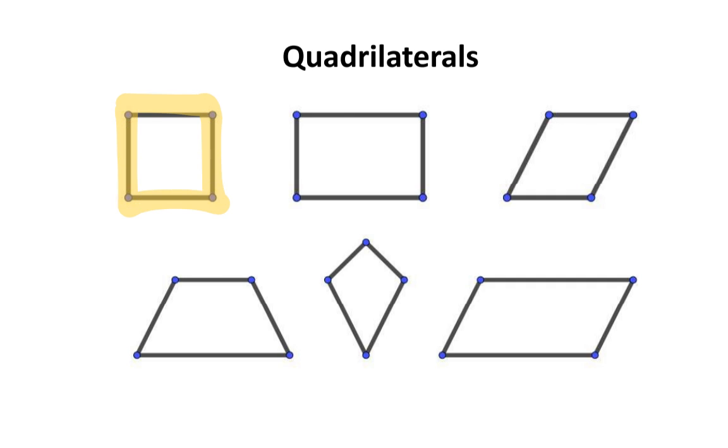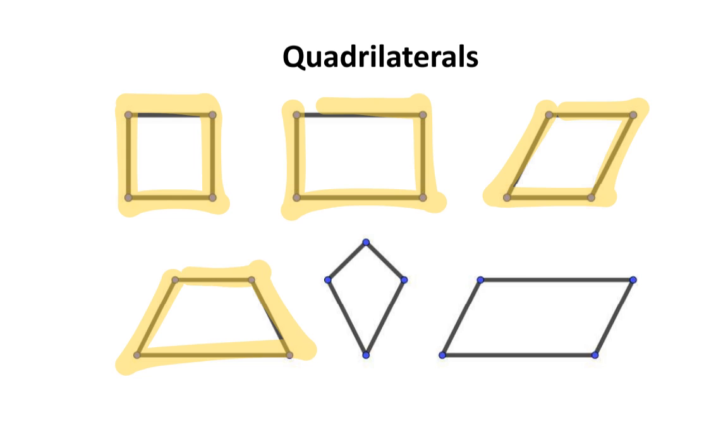Over here, we have a square. This is a rectangle. This would be a rhombus. This would be a trapezoid. This would be a kite. And that would be a parallelogram.